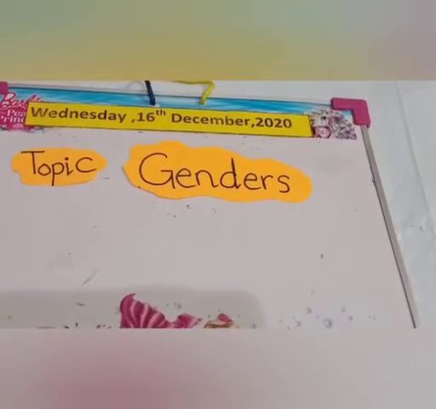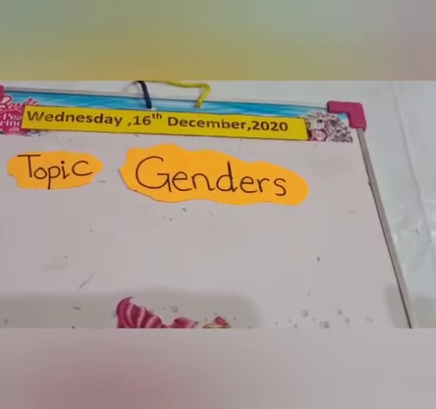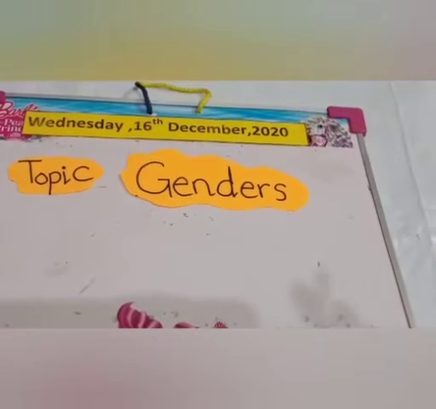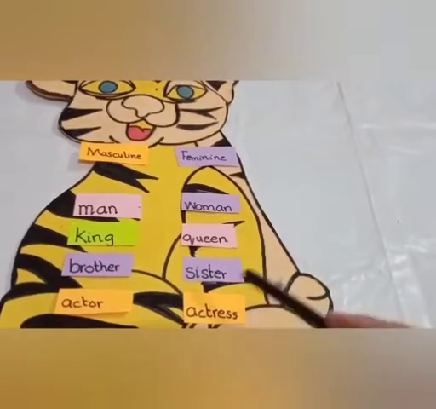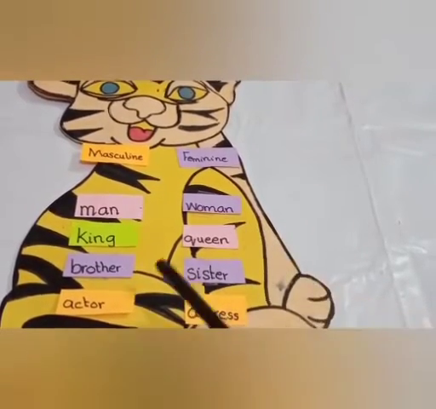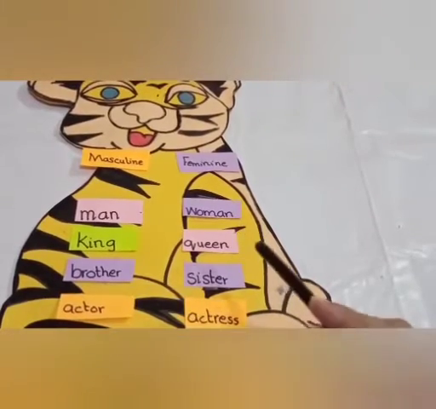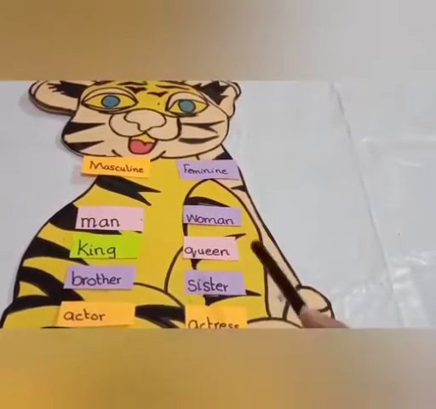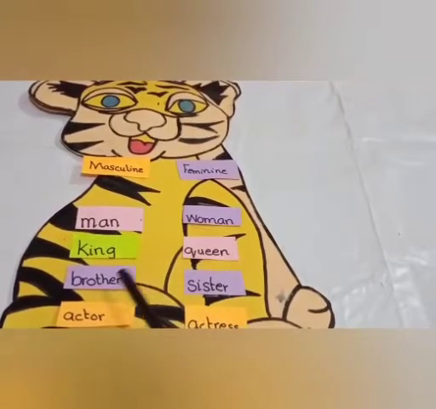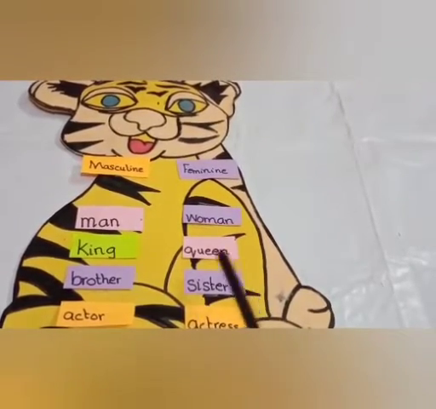It's a revision topic. You already learned genders. Now revise genders with me. Okay, now revise masculine and feminine. Man. What is the feminine of man? Woman. King. What is the feminine of king? Queen.